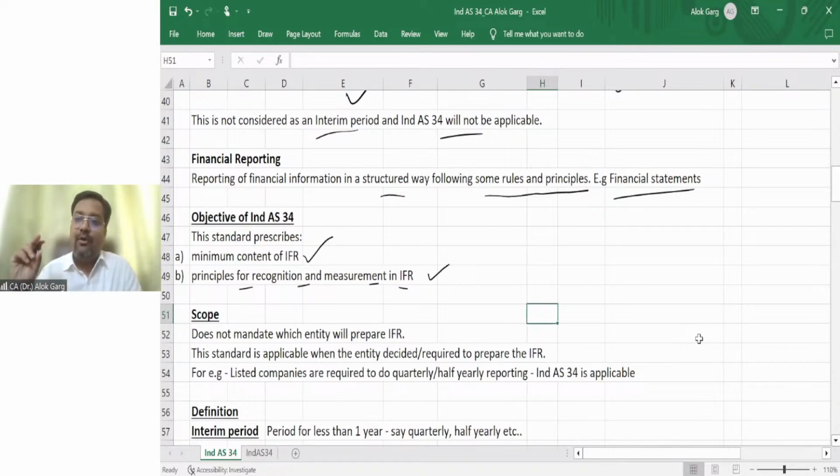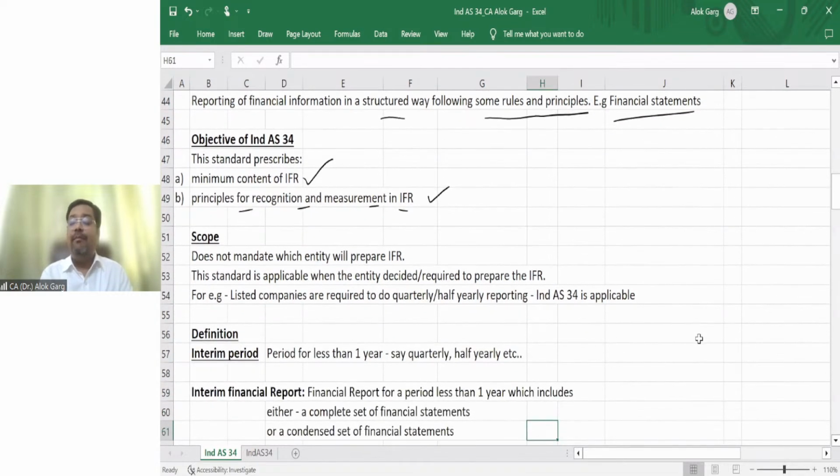This standard talks about the minimum content, like Day 1 was talking about the content of the financial statement. This standard is also talking about what should be the minimum content of interim financial reporting. And this standard talks about the principle for recognition and measurement in interim financial reporting. Okay, is that clear? Scope.